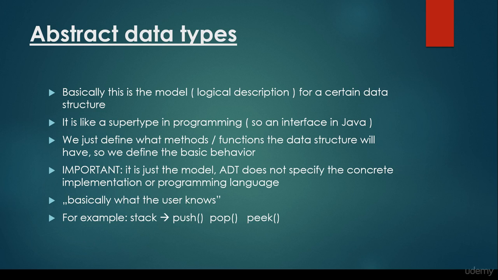It is like a super type in programming, in Java for example an interface, where we define what's going to be the behavior, what methods we would like to implement. So we just define what methods and functions the data structure will have, so we define the basic behavior without the concrete implementation. We don't know how the behavior is going to be implemented with the help of two for loops or while loops or nested if-else checks or whatsoever. We just know what's going to be the behavior.